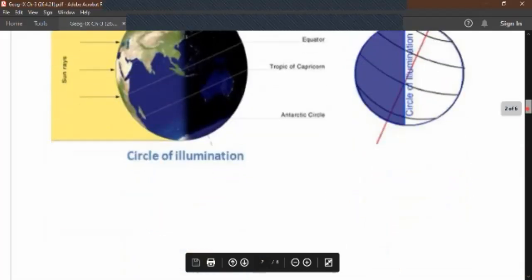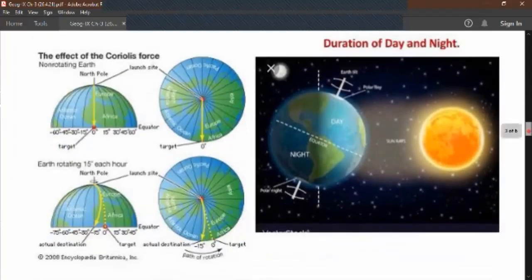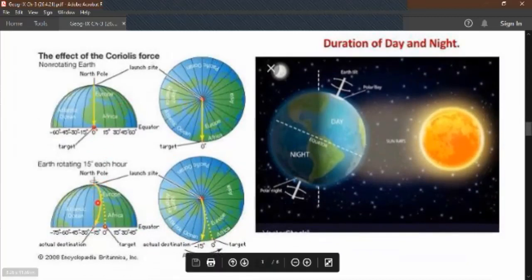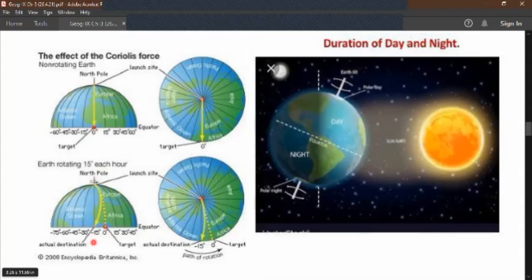Number 3, Coriolis Effect. Coriolis force is experienced by any object moving over the surface of a rotating body. Due to Coriolis effect, the winds and ocean currents move clockwise, or they get deflected towards their right in the northern hemisphere, and anti-clockwise or towards their left in the southern hemisphere.